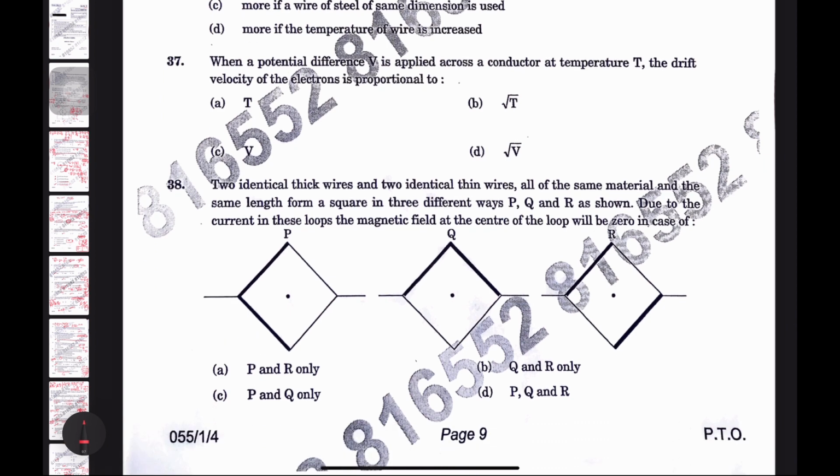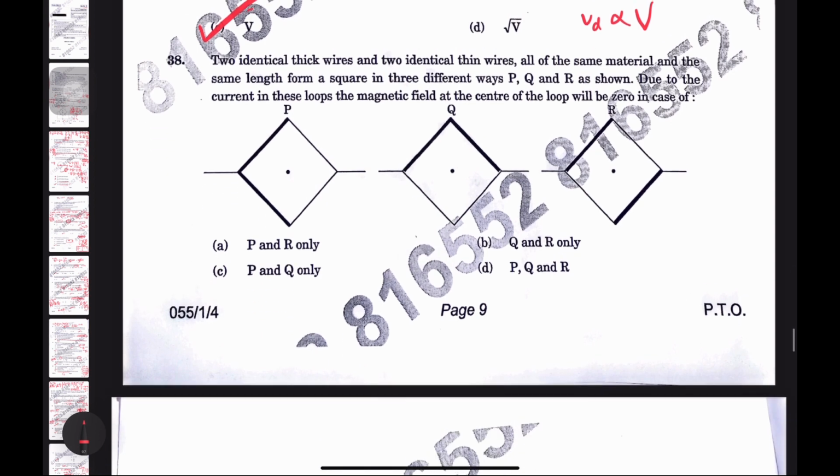Now, when it comes to question number 37, when a potential difference V is applied across a conductor at temperature T, the drift velocity of the electrons is proportional to what? It is again very easy, because we know the formula I is equal to NEAVD. Drift velocity is directly proportional to the current flowing, and we know from Ohm's law I is directly proportional to V. So VD is directly proportional to the applied voltage. Drift velocity depends upon the potential applied.